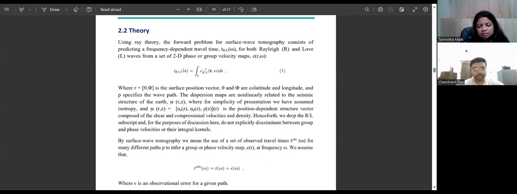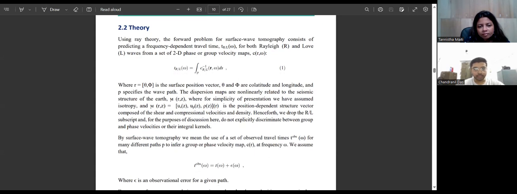The frequency dependent travel time, T_R and T_L, where R and L stand for the Rayleigh wave and the Love wave, for which the dispersion curves were taken and plotting was done, which I'm coming to after that. The dispersion maps were taken for the nonlinear relation to the seismic structure of the earth. So this is what the theory goes a bit.